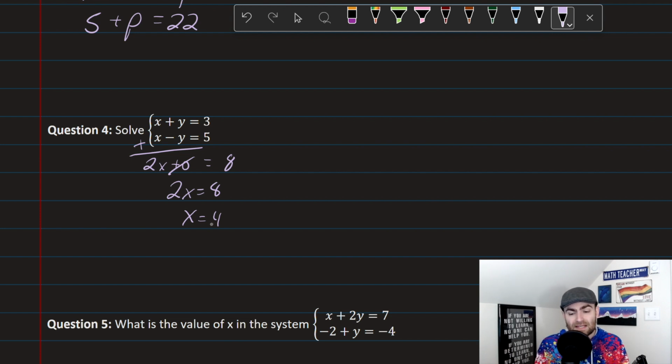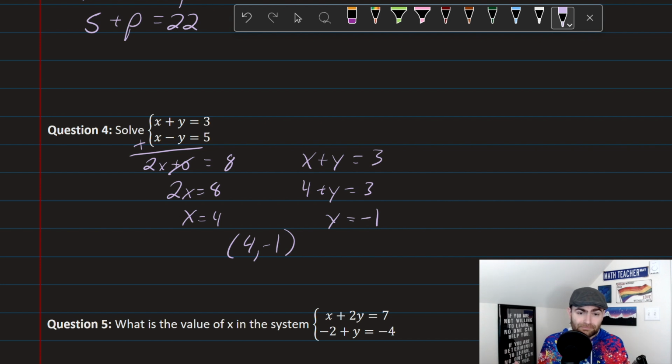Now I can use this and substitute it into any of the equations to figure out what the y is. So x plus y is equal to 3, right? Well, x is 4, so 4 plus y is equal to 3, or y is equal to negative 1. Not too bad, right? So our solution to this system would be x equals 4, y equals negative 1, or you could write it as a point (4, -1).